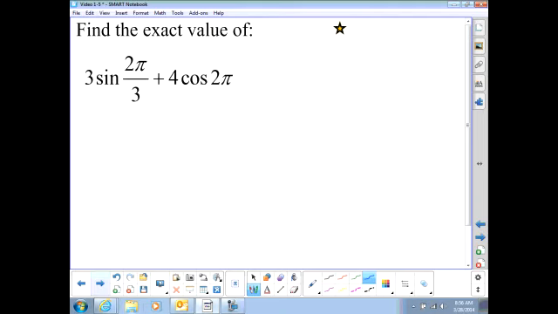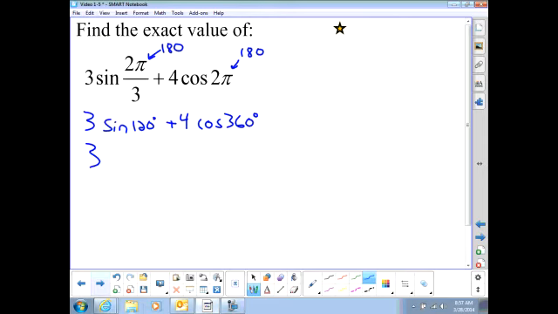All right, so we want to find the exact value. Even though we're given radians, it's usually easiest to think about in terms of degrees. So we're going to switch these to degree values. So this is really 3 sine. If we put 180 in for pi, 180 divided by 3 will give us 60, then 60 times 2 will give us 120. So we're really doing sine of 120 degrees, plus 4 cos, and if we put 180 in place of pi, 2 times 180 gives you 360 degrees.